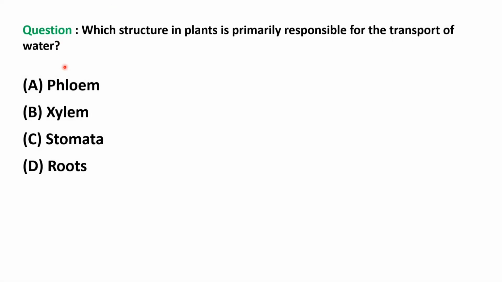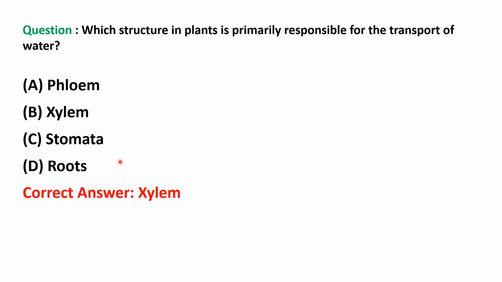So this is our question 3. Which structure in plants is primarily responsible for the transport of water? A. Phloem. B. Xylem. C. Stomata. D. Roots. So we are looking for the structure in plants that is primarily responsible for the transport of water. That structure is the xylem. So the correct answer is B.